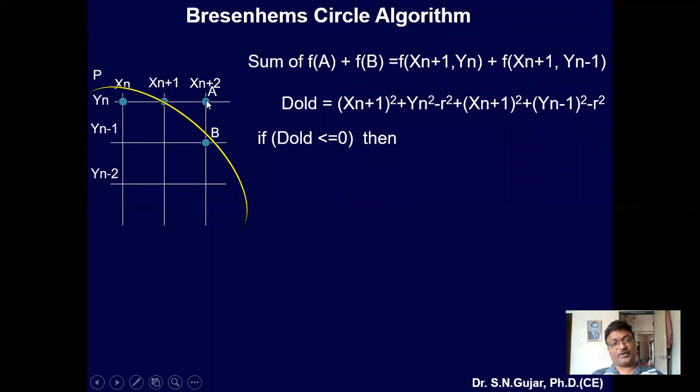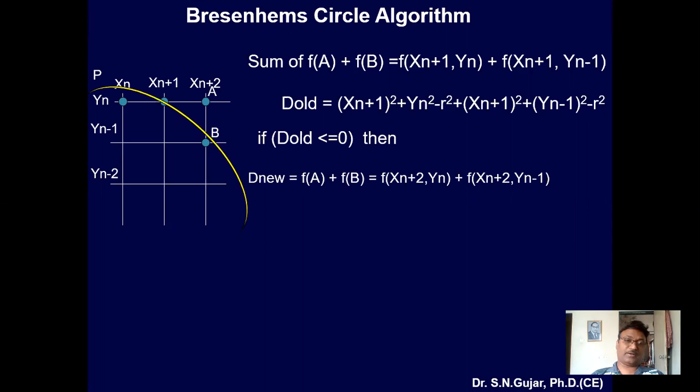When I have selected this point, what are my next points? A or B? What are the coordinates of A and B? Xn plus 2, yn, and xn plus 2, yn minus 1. These are the coordinates of A and B. Now suppose this is less than 0, then I have to consider this d new value. See, decision parameter old is our 3 minus 2r. Now I need to calculate d new.